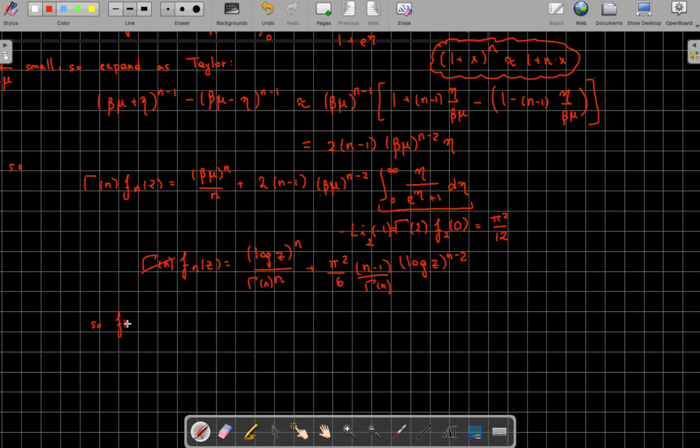So finally, f of n z is equal to, I'll factor out this expression right here, right? So this is log of z to the n over gamma n plus 1, right, times 1 plus pi squared over 6 n minus 1 over log of z squared.